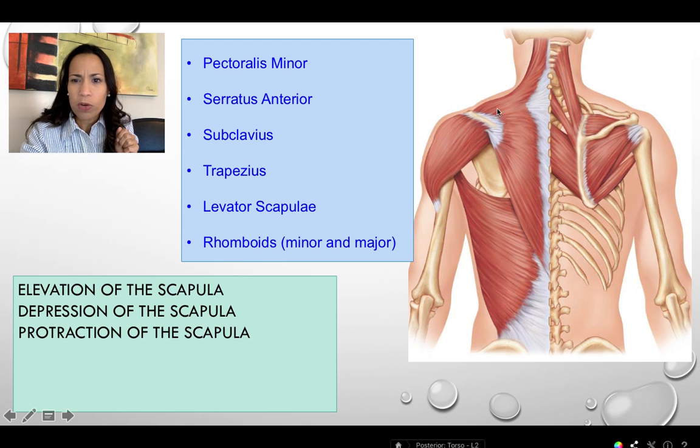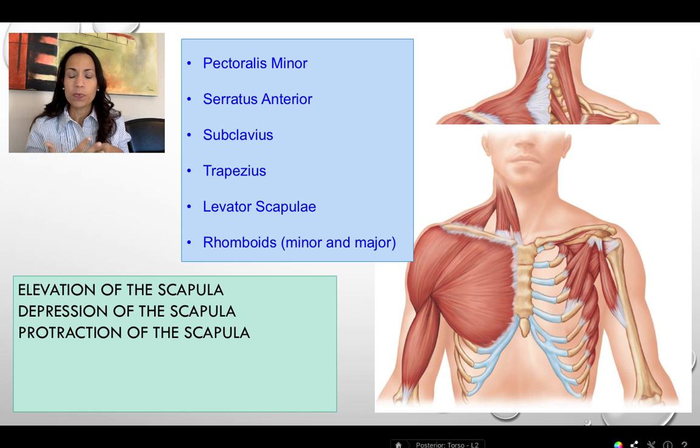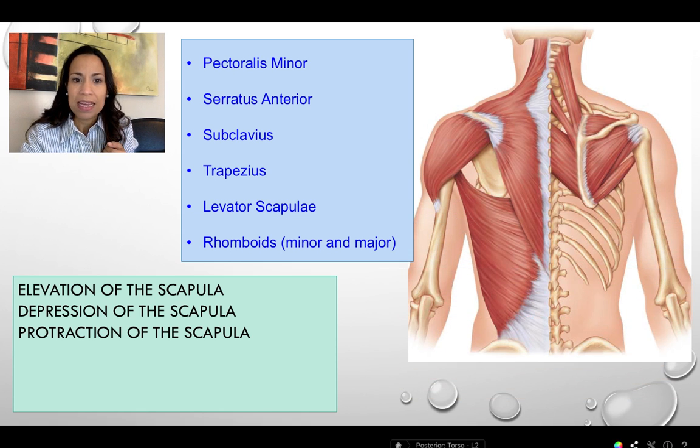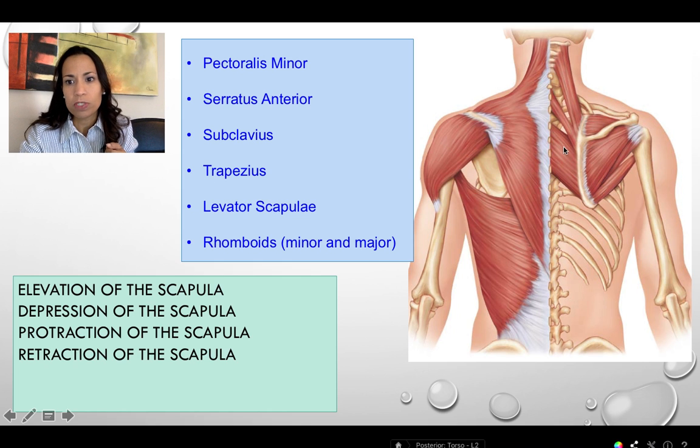Protraction of the scapula. Are we going to find protractors, muscles that move the scapula anteriorly, in this image? No, right? We have to see an anterior view. So the protractors of the scapula are the serratus anterior, which is the prime mover, and pectoralis minor, which is just a synergist. Then what else? Retraction. Well, retraction, we're going to find these muscles on the posterior aspect of your thorax, and we have both rhomboids, rhomboid minor, rhomboid major, and the middle fibers of the trapezius, okay?